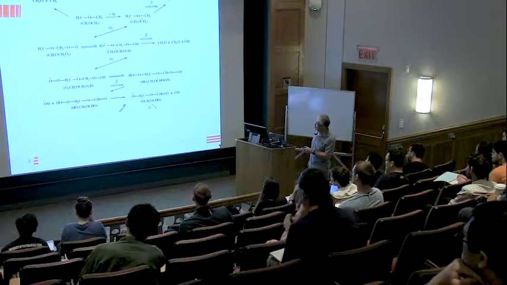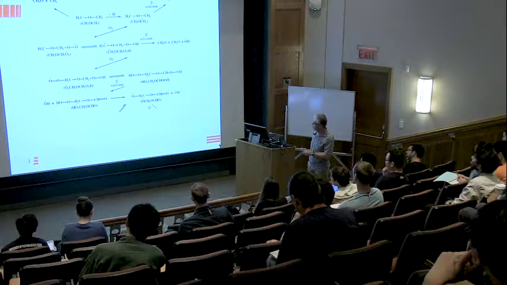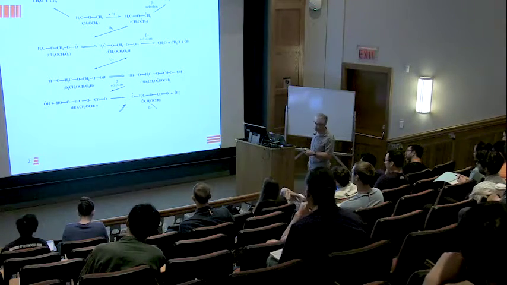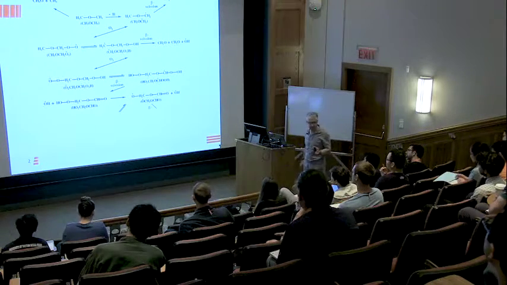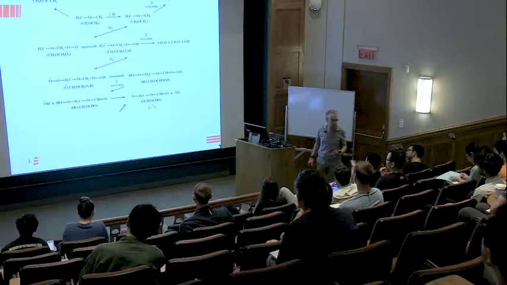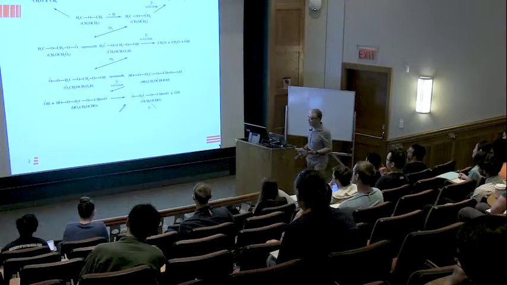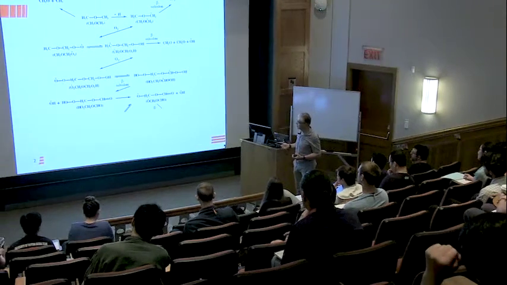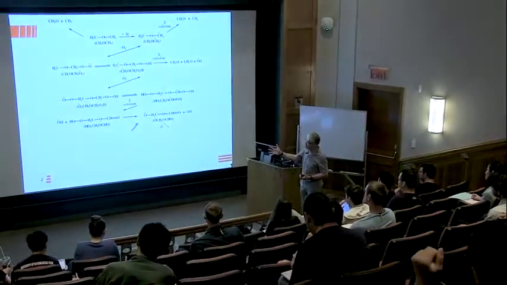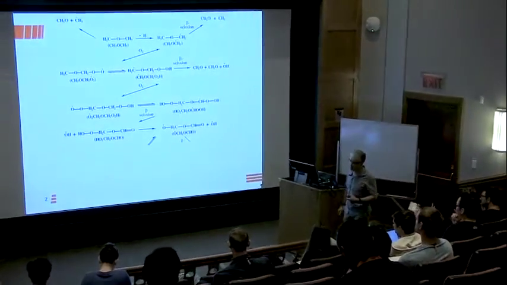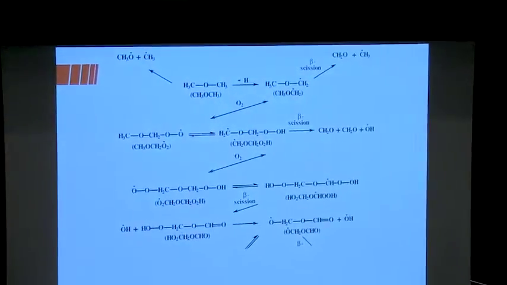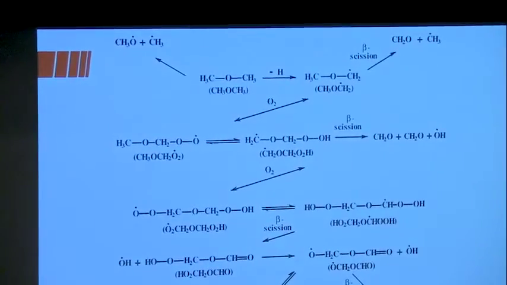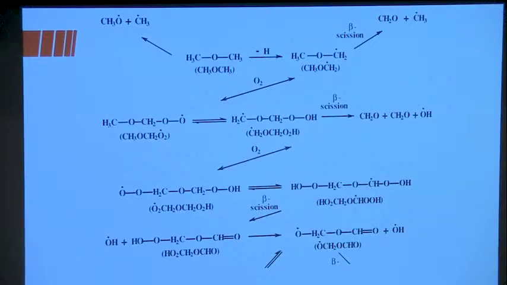So again, from one fuel radical, we get 1, 2, 3 radicals, chain branching, in exactly the same way as we would in an alkane. I'll certainly refer back to this later when I'm talking about the similarities and contrasts between hydrocarbons and oxygenated hydrocarbon fuels.